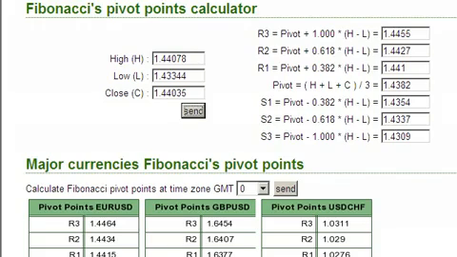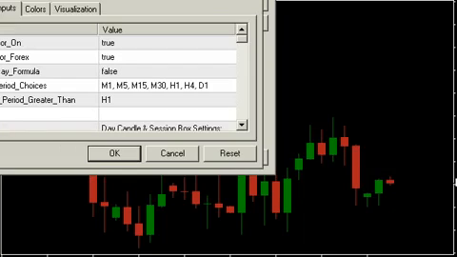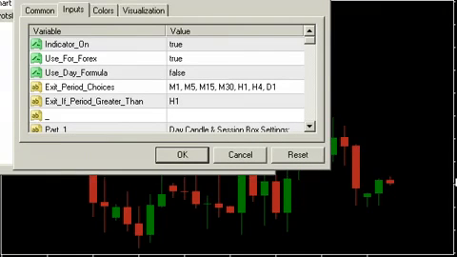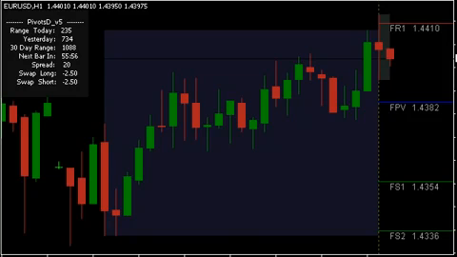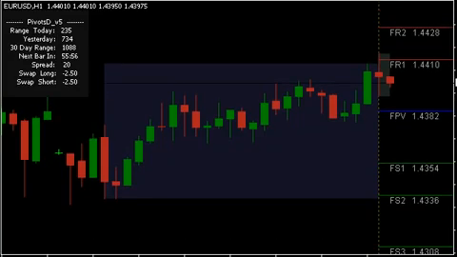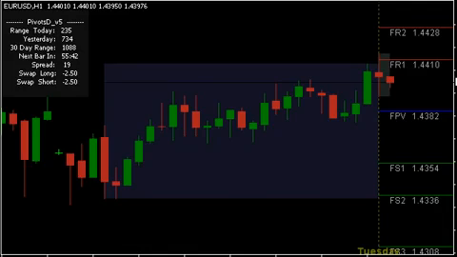And if we go back to our chart and we change our indicator, we can decide whether we're going to be using the day formula or the Fibonacci formula. I've changed it to false to use the Fibonacci formula, and I'm going to go back down to H1, and there we go, there's the Fibonacci pivots shown. So the daily pivot is exactly the same, but the resistance 1, resistance 2 and resistance 3 are calculated by Fibonacci numbers instead.